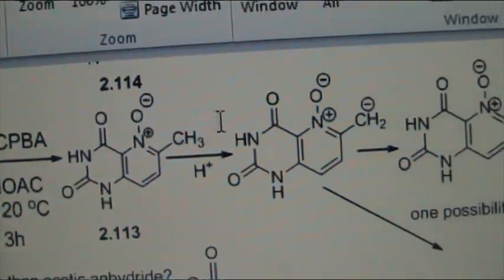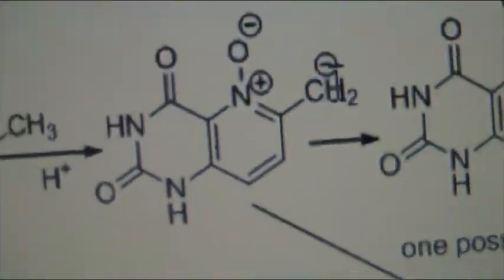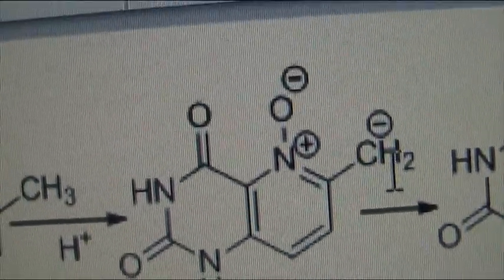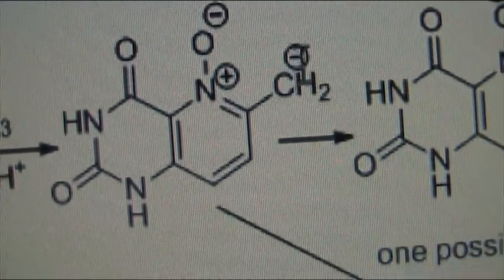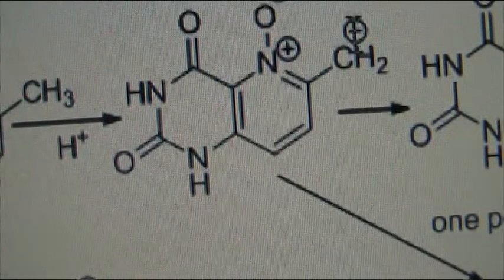This is N plus, O negative. What happens with the acid? It forms CH2 negative, like this. So you can see one proton. Acetic acid has one proton, now CH negative. And this is N plus and O negative, so we will see what is going to happen.